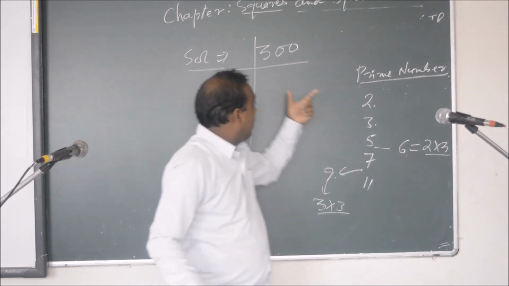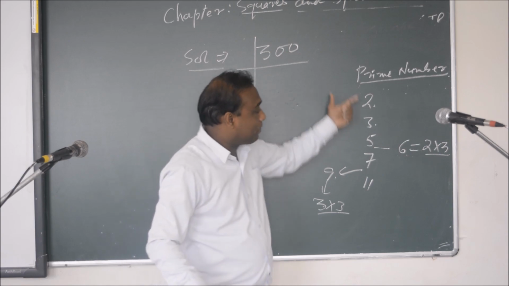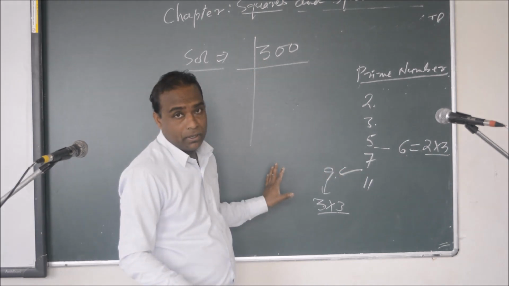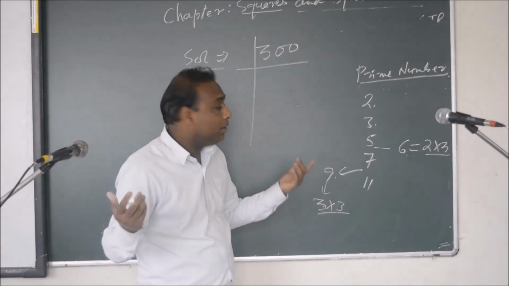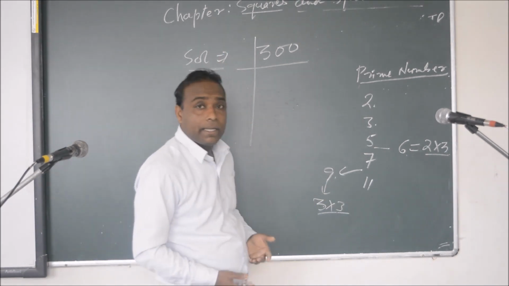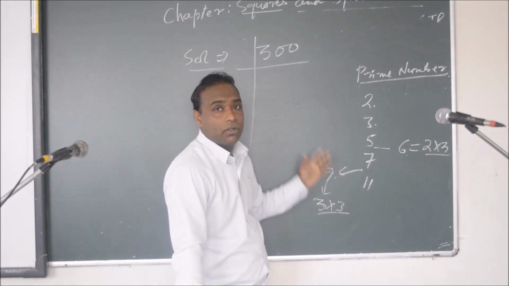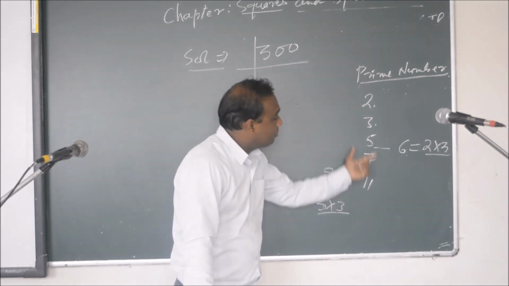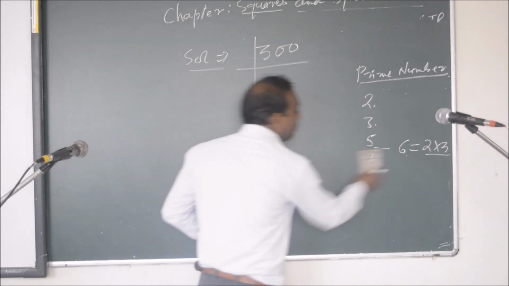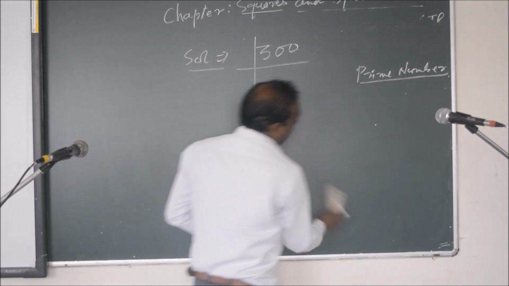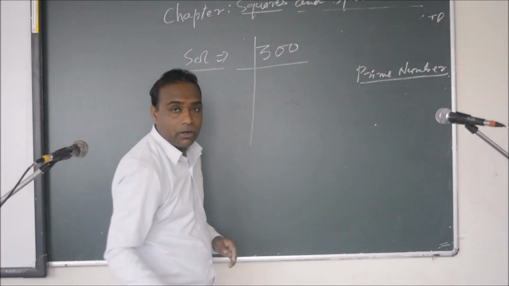So again I will say, when you divide the number, you have to use prime numbers. This is the most important part. How to divide it? Do not directly divide this number by 10. Why can you not divide by 10? Because 10 is not a prime number. So you have to use the lowest prime number and divide by it. Now I will teach you how to divide this 300.